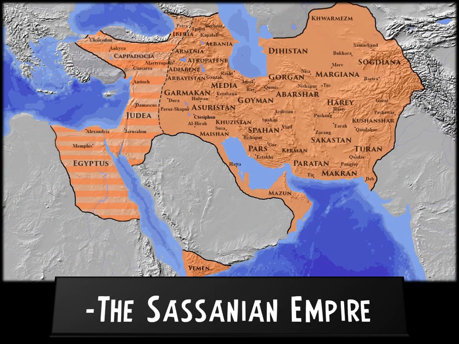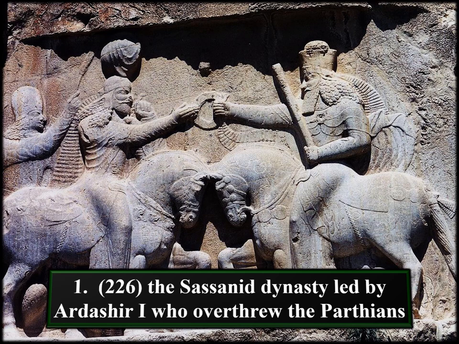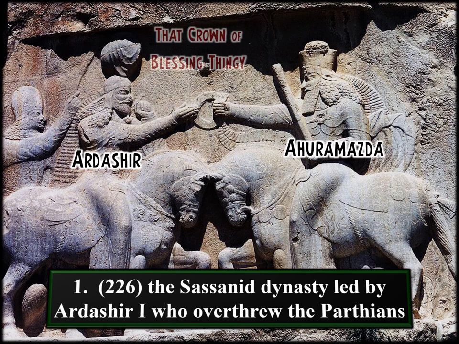The Sassanid Empire, or the Sassanid as it's sometimes called, empire, is the next Persian Empire. By 226 AD, the Sassanid dynasty, led by Ardashir I, who overthrew the Parthians, results. There's Ardashir right there. And there's Ahuramazda. Again, you see him receiving the crown of blessing from Ahuramazda, the transition of power going to Ardashir.